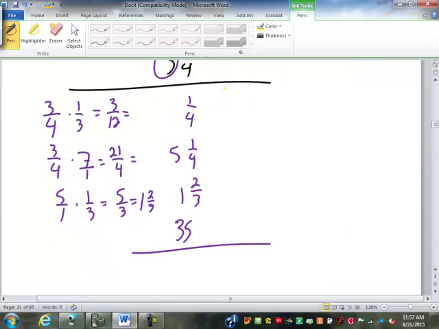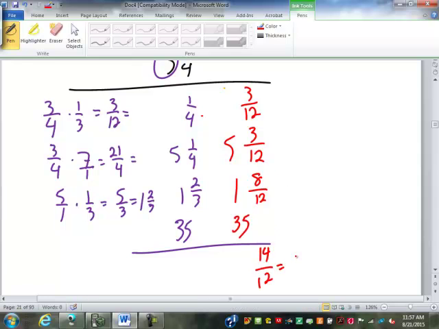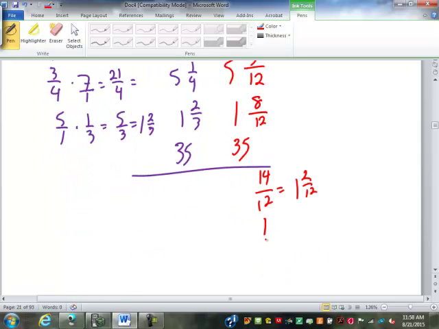Now we have to combine these over here. We have to have a common denominator, which looks like it's going to be 12. So this is 3/12, 3/12, 8/12. So 5, 1, and 35. 3 and 3 is 6, plus 8 is 14/12, or 1 and 2/12, or 1 and 1/6. We're going to keep the 1/6. Carry the 1. 1 and 5 is 6, plus 1 is 7. Plus 5 is 12. Carry the 1.